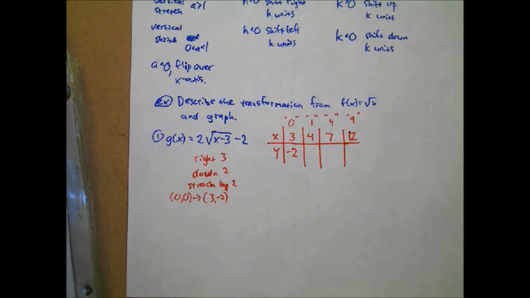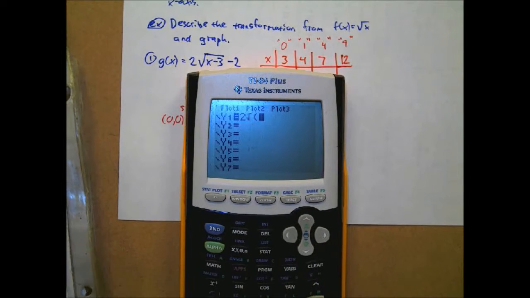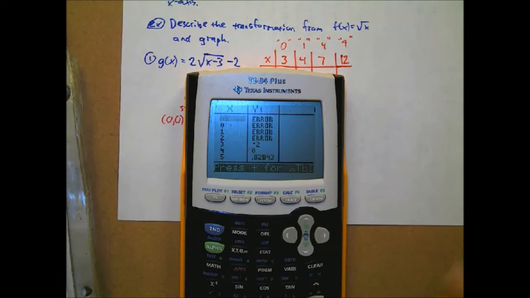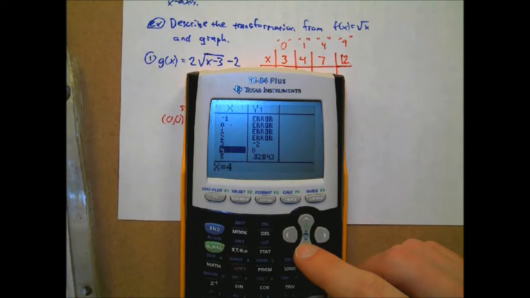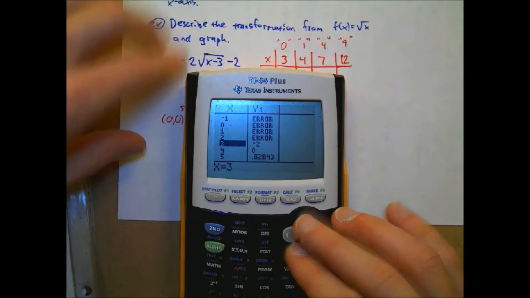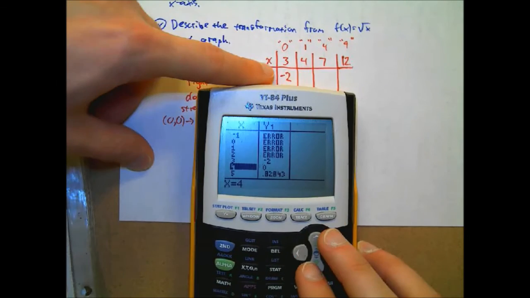Then we can get the matching y values by plugging them in, or by typing into our calculator and going to the table. I'll just show you real quick. I'll do 2 square root of x minus 3, close the parentheses, and then minus 2, and I'll go second graph, and it takes me to the table. There's my table, and we can see that for an x value of 3, there's my negative 2. At 4, we get 0.